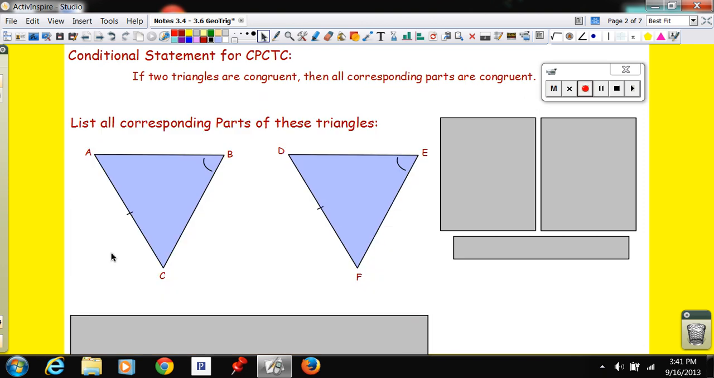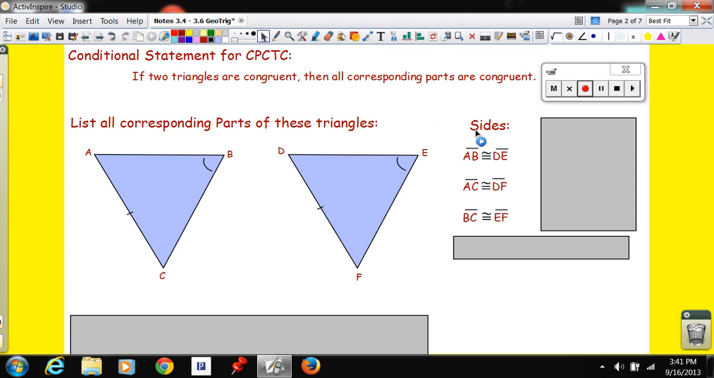So let's look at these 2 triangles, and let's see if we can list all of the corresponding parts of these triangles. We know that B is going to match up with E because those have an arc and an arc. We know that AC is going to match up with DF because those have 1 tick mark each. So in this case, for the sides, AC would be congruent to DF. That's got 1 tick mark to 1 tick mark.